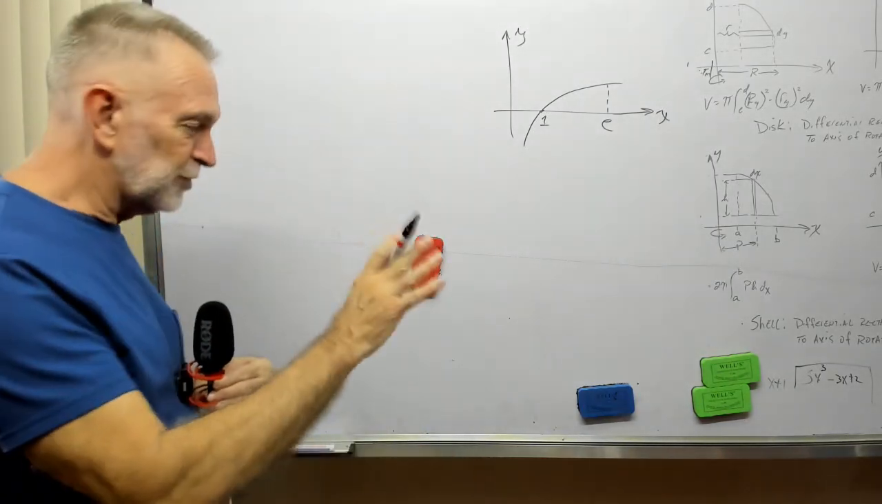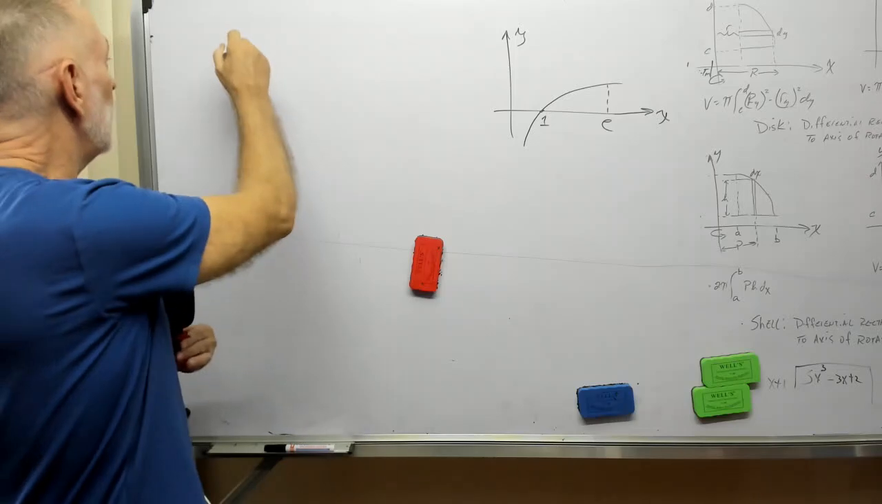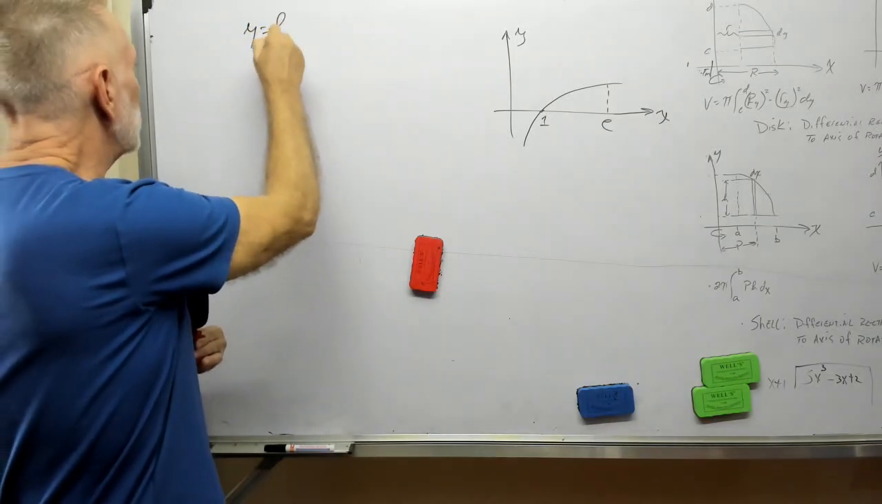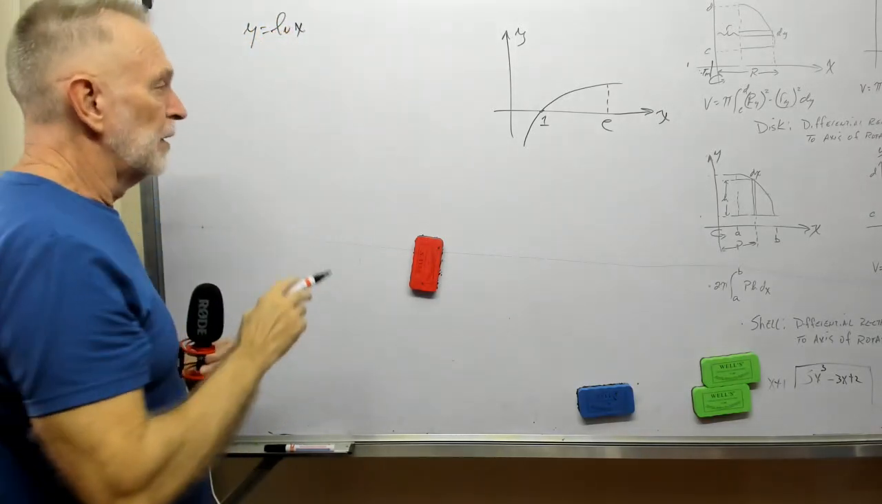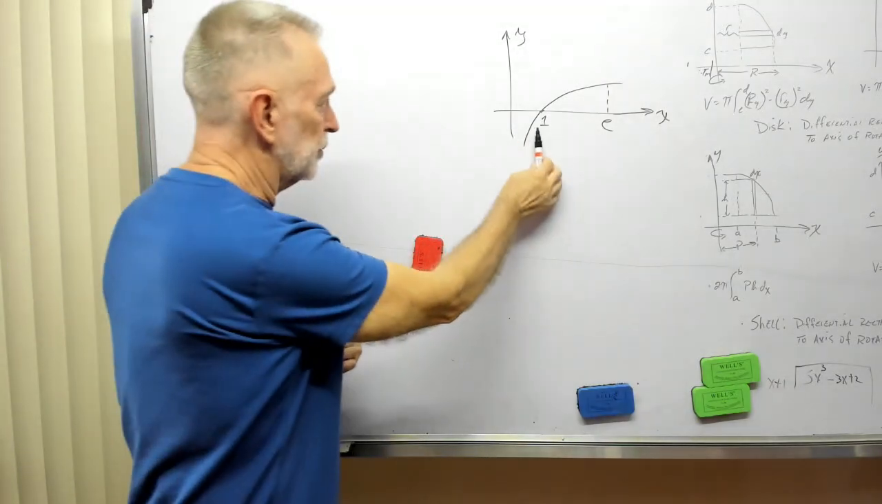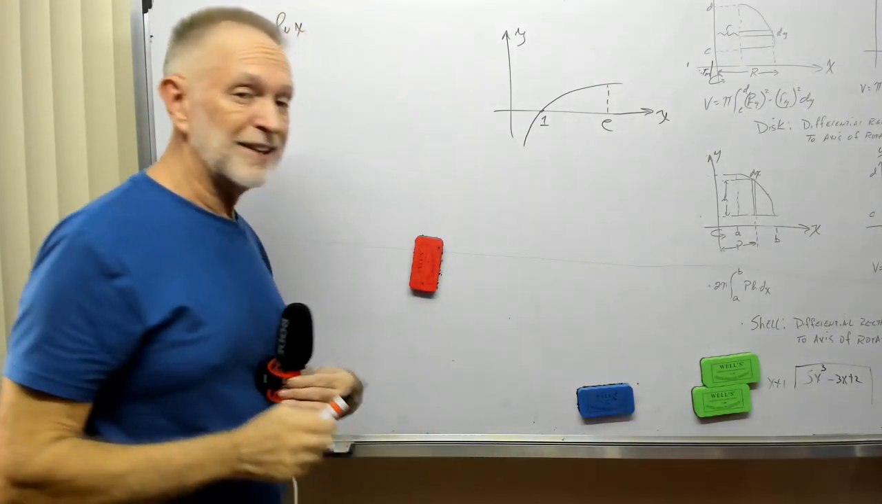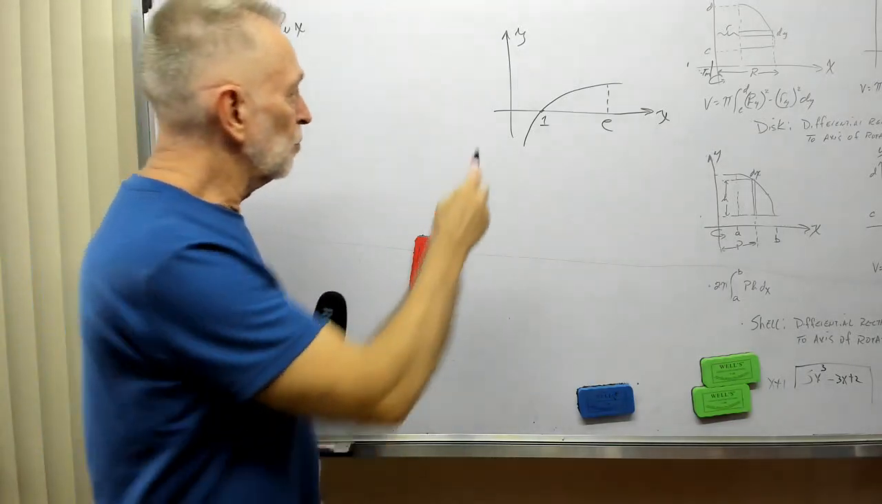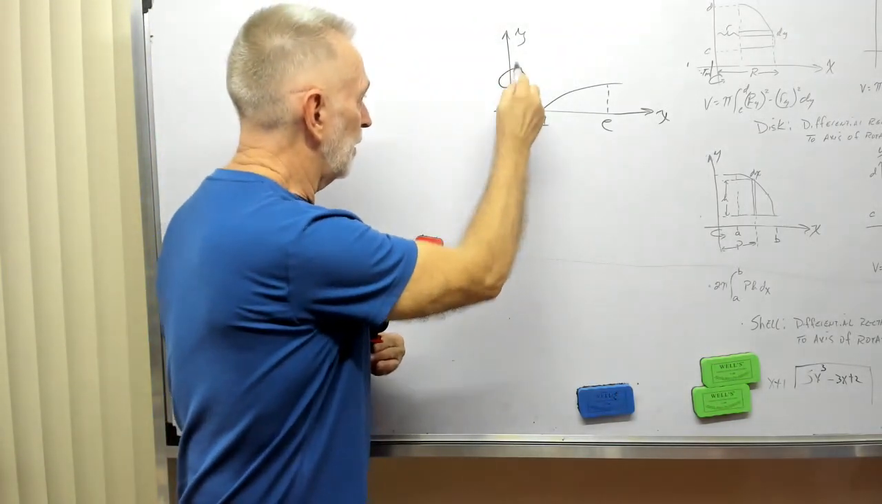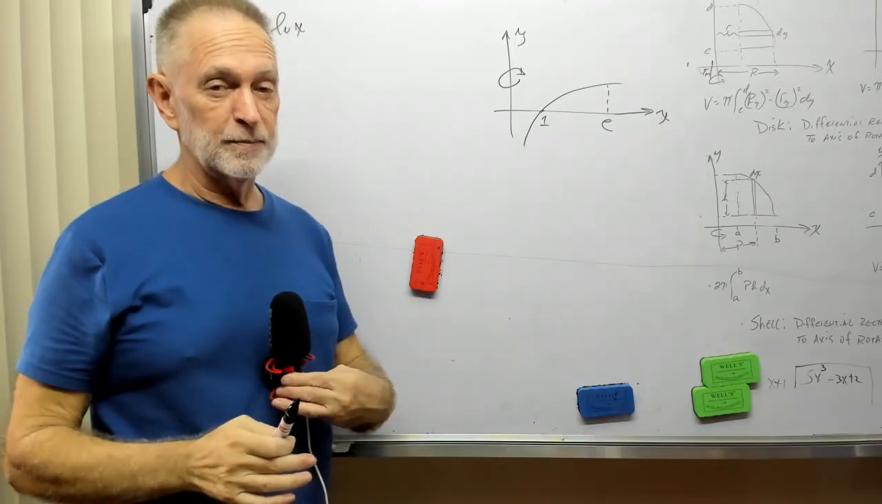So nothing crazy, okay? We have a function, y equals natural log of x, and we're looking at that function from x equals 1 to x equals e, and we're going to rotate that about the y-axis.